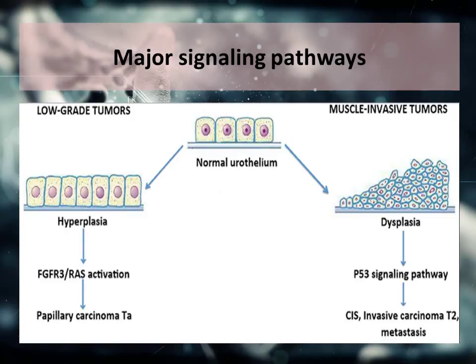The second major pathway related to bladder cancer progression, the P53 pathway, is misregulated in muscle-invasive tumors that mainly contain mutations in P53 genes. Aberration of P53 in the signaling pathway leads to the development of carcinoma in situ, invasive carcinoma, and metastasis through urothelial dysplasia.